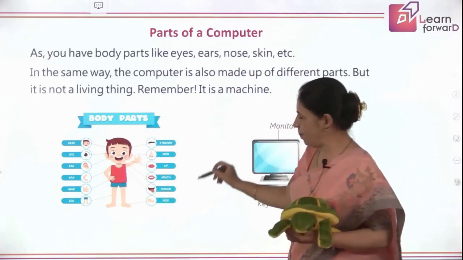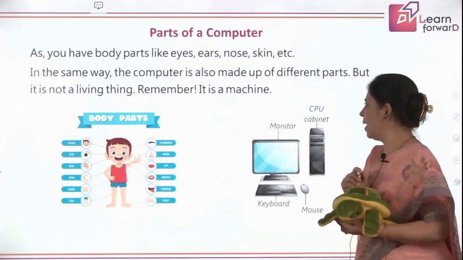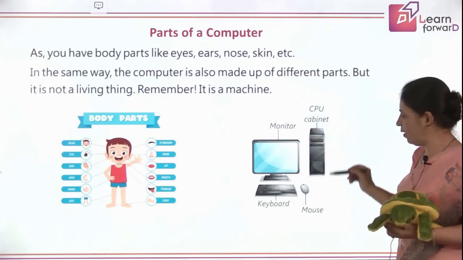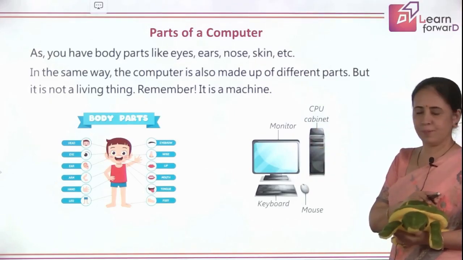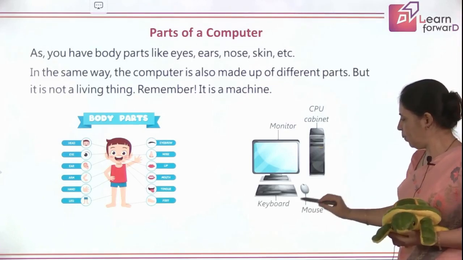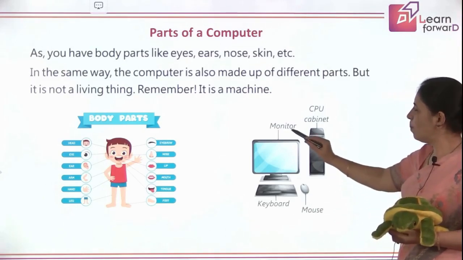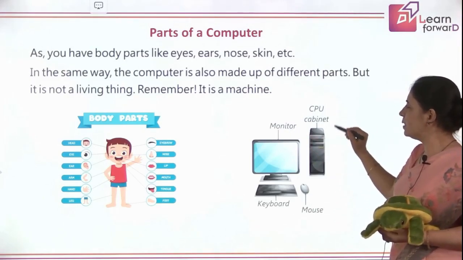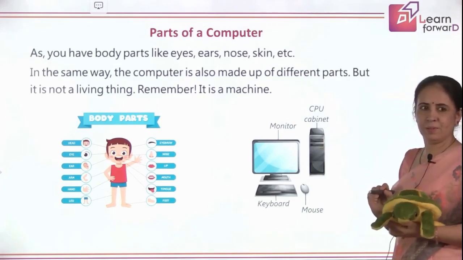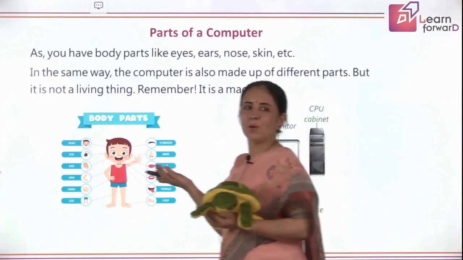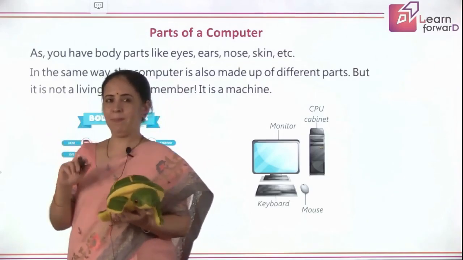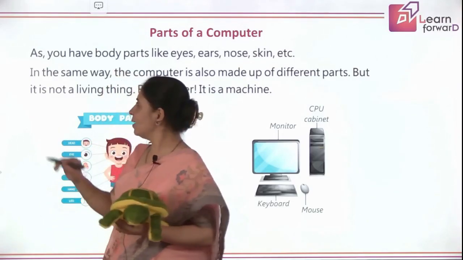These are the different parts of human beings, and here we have different parts of a computer. That is keyboard, mouse, monitor, and this is the CPU cabinet. We are going to learn about this in detail in this chapter. So, come, let us start.